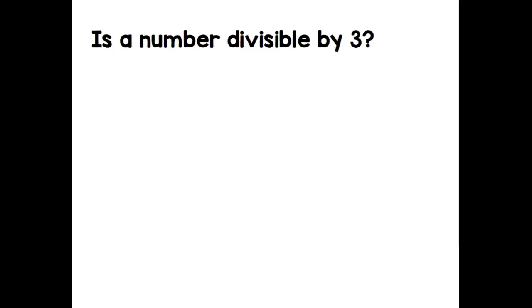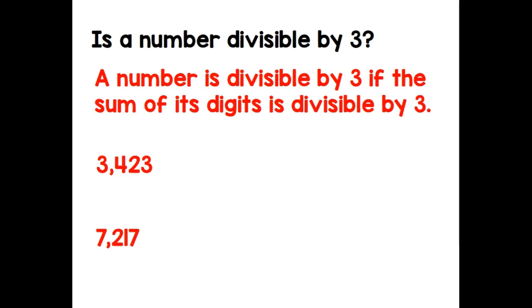Is a number divisible by 3? Well, there's a cool trick for that. Let's take a couple of numbers. Here's the rule, and you might want to stop a second and copy this into your notebook. The rule is a number is divisible by 3 if the sum of its digits is divisible by 3. And that sounds really complicated. It's not. Let's look at the number 3,423. I need the sum of its digits.